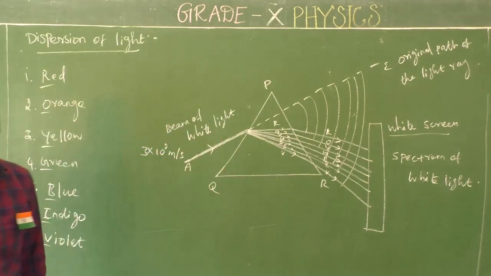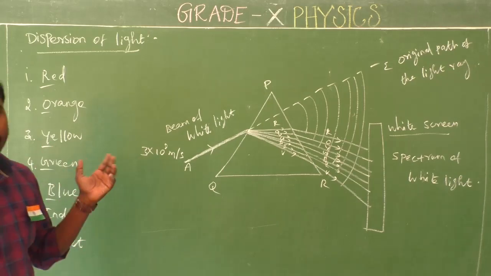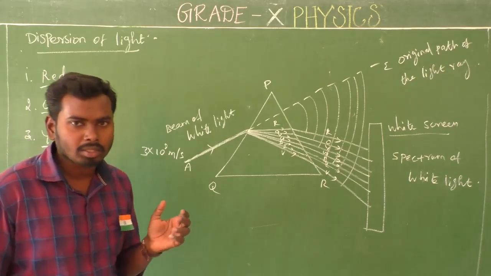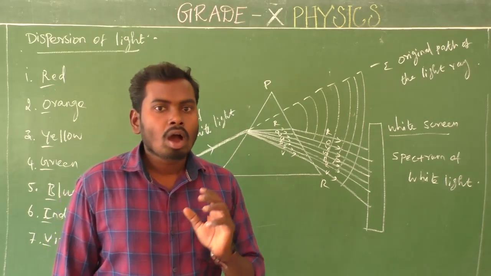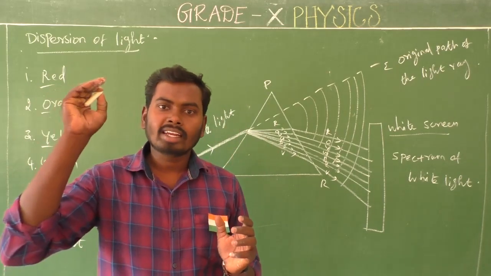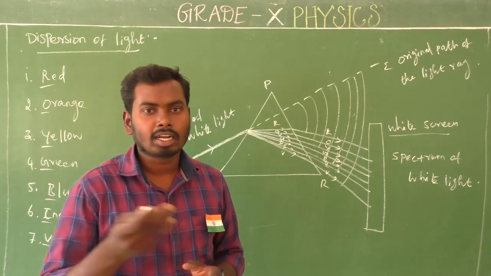It's very simple. That is called dispersion of light. Is there any doubt? No doubt. So what is the dispersion of light here? The splitting up of white light into its 7 constituent colors on passing white light through the glass prism is called dispersion of light.